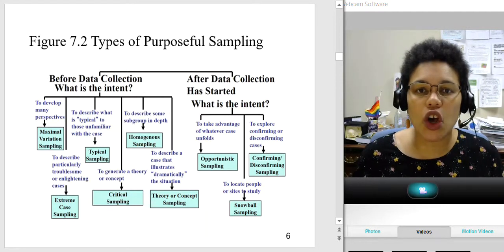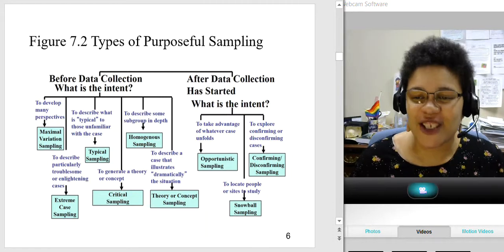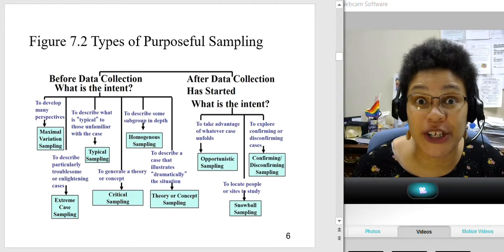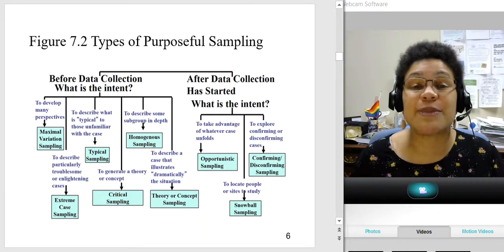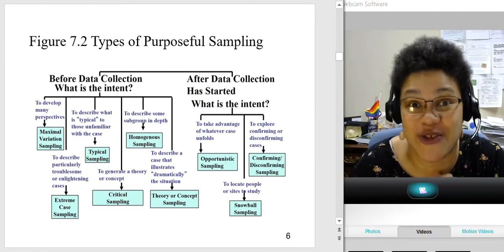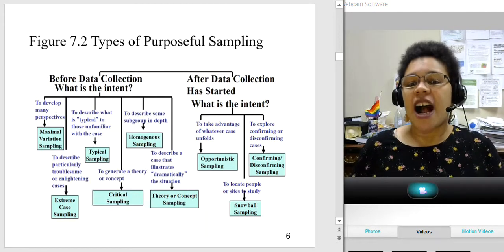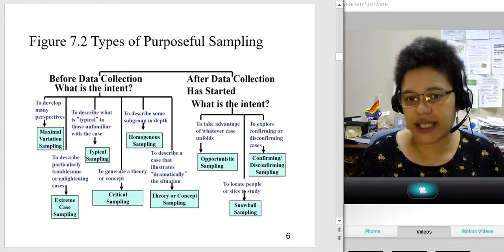And then snowball sampling often is when we need to locate people or sites to study. We may not know who is really good at doing a particular thing. So we find one or two experts, and they're our first participants in our study, and we ask them, okay, who else do you recommend that I talk to? We may also be looking for confirming or disconfirming cases.